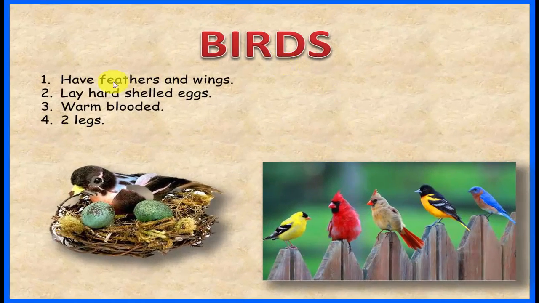Birds. Number 1, they have feathers and wings, as you can see here in the picture. Number 2, they lay hard-shelled eggs, as illustrated here. Number 3, they're warm-blooded. And number 4, they have 2 legs.